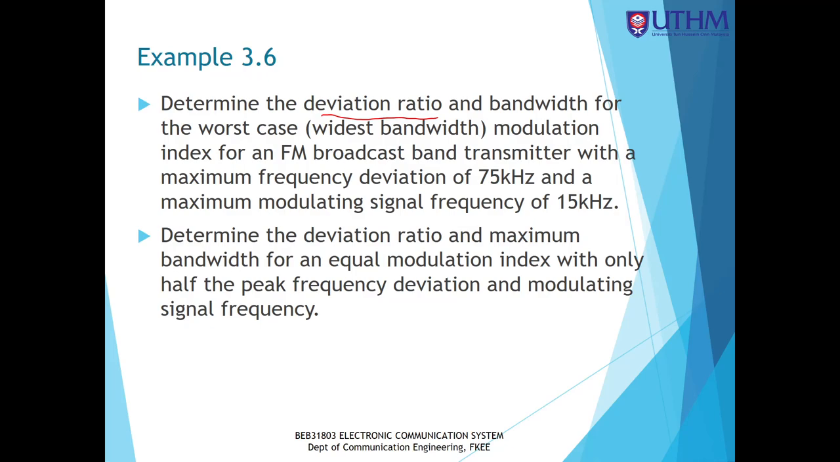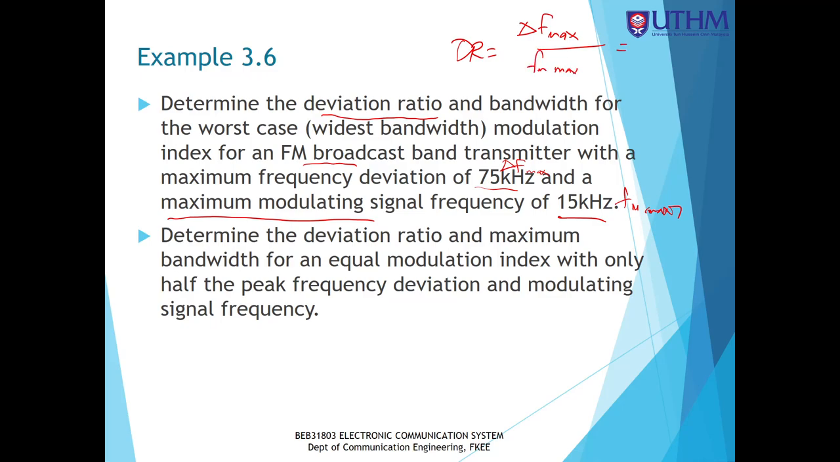So here it is given, according to the standard, an FM broadcast transmitter with a maximum frequency deviation. So the maximum frequency deviation by the standard, remember the delta F max, is equal to 75K. And the maximum modulating signal frequency is 15 kilohertz. This is FM max. How much is the DR, deviation ratio, or the maximum modulation index? So DR is equal to delta F max divided by FM max.